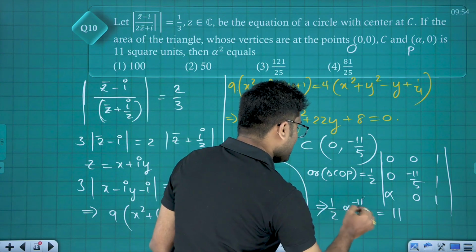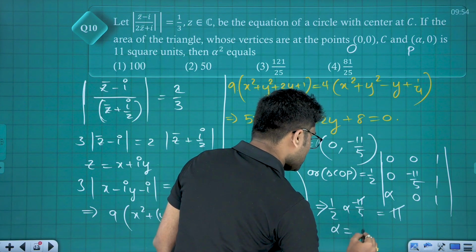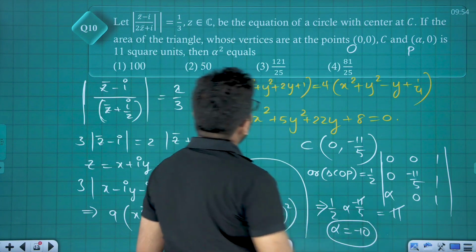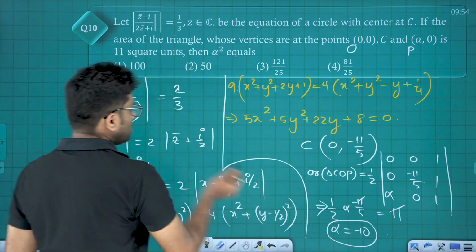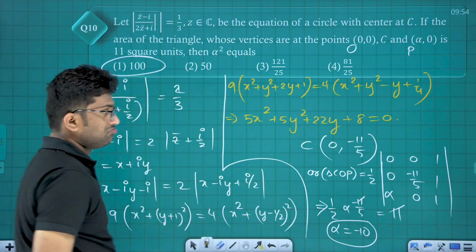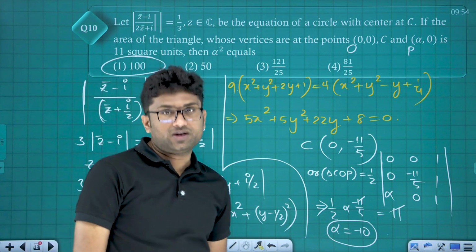So that means 11 gets cancelled. Alpha is equal to minus 10, we got. They are asking us to find alpha square. 10 square, which is 100. Clearly 10 square is equal to 100.